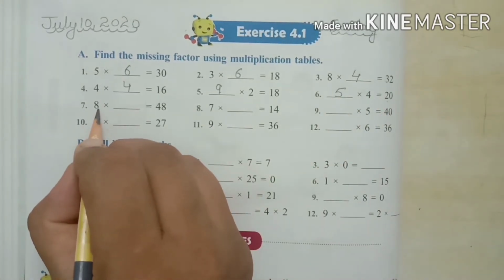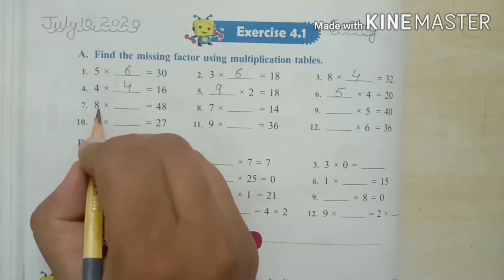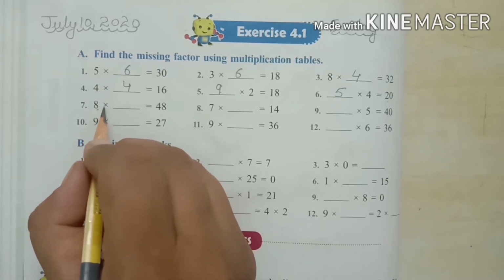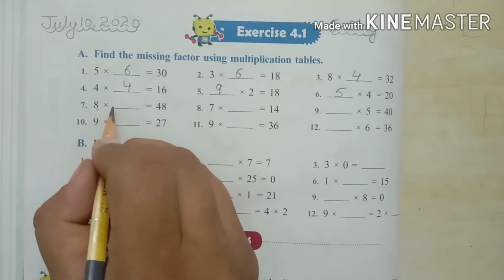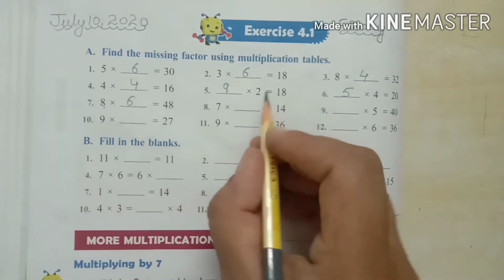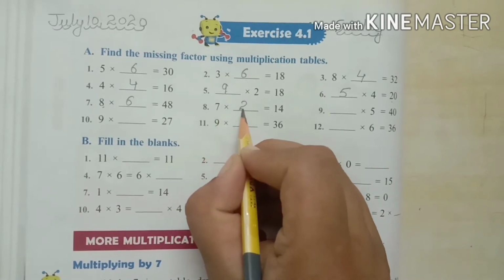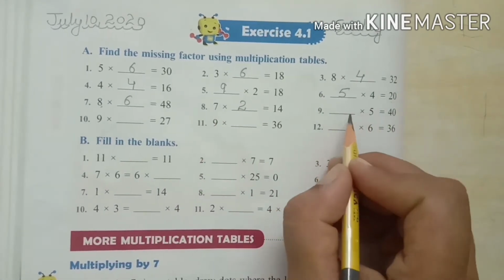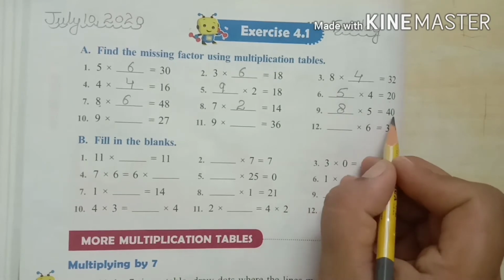Next, 8. Speak the table of 8. 8 ones are 8, 8 twos are 16, 8 threes are 24, 8 fours are 32, 8 fives are 40, 8 sixes are 48. Like this. So 7 twos are 14, and 8 fives are 40.